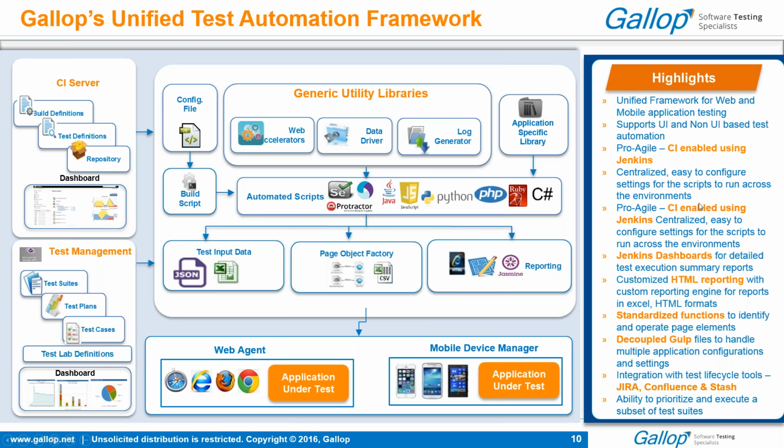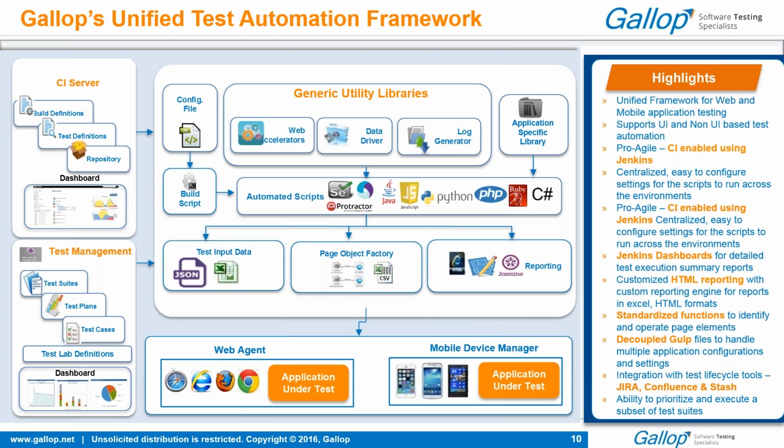Right now we recently moved to Extent Reports, which is the latest model. We also have integration with test management tools like ALM, or it can be Jira or any test management tool, so that whether the execution happens from the CI server or from local, we can post the results to the test execution suite in the test management tool. So this is a little bit about our Gallop Unified Test Automation Framework.